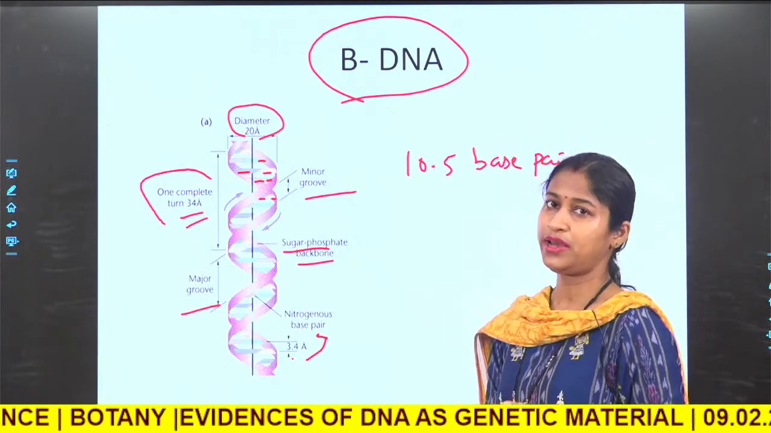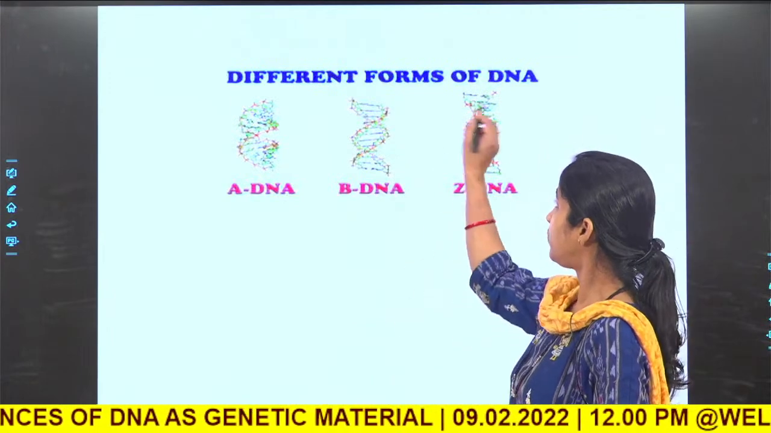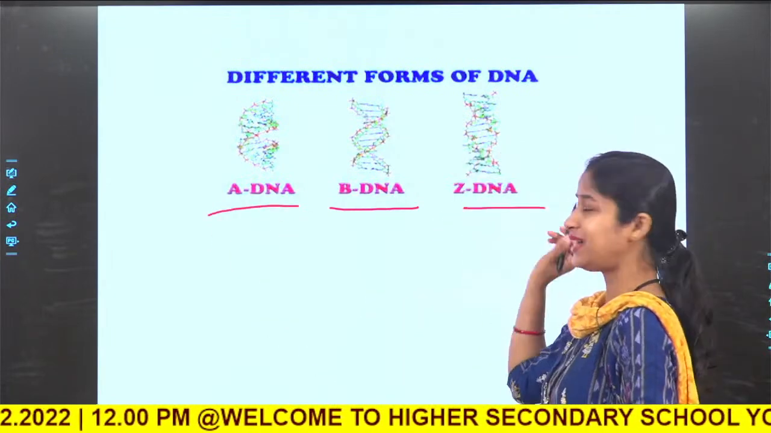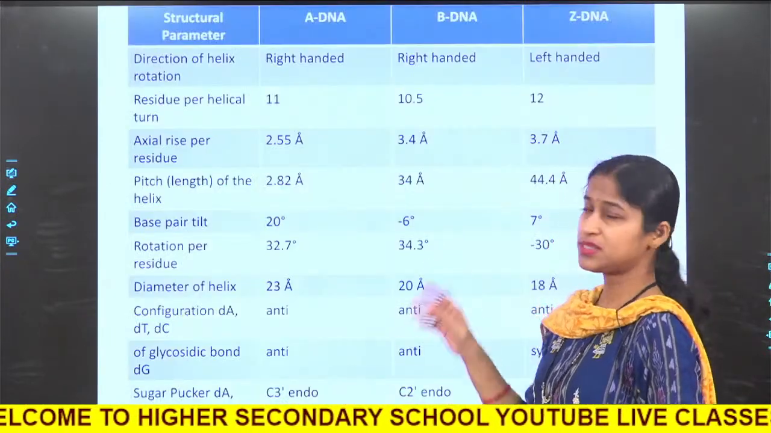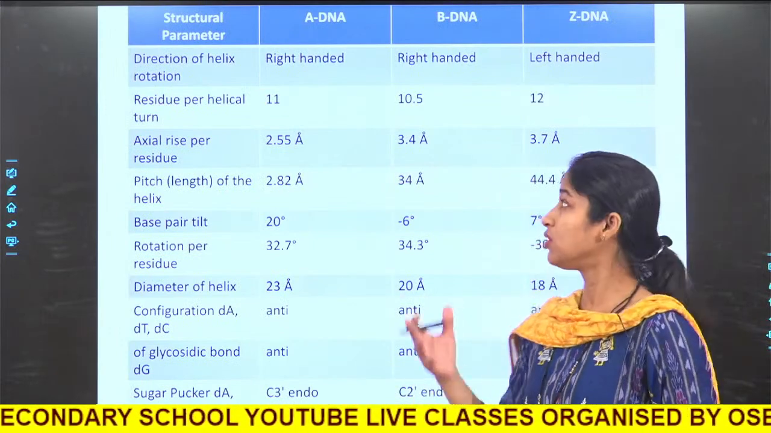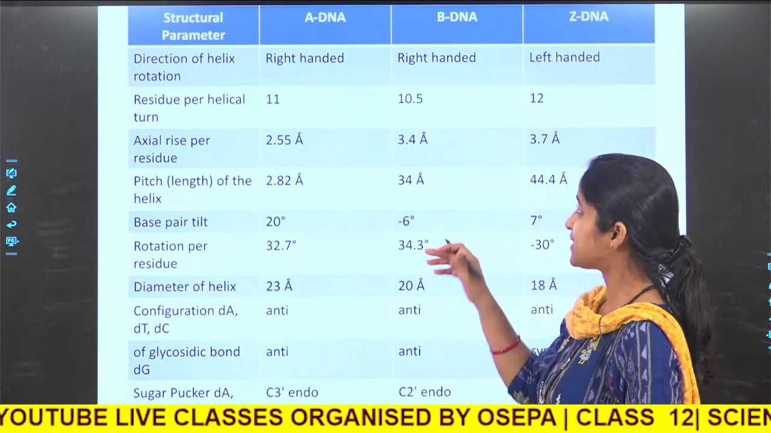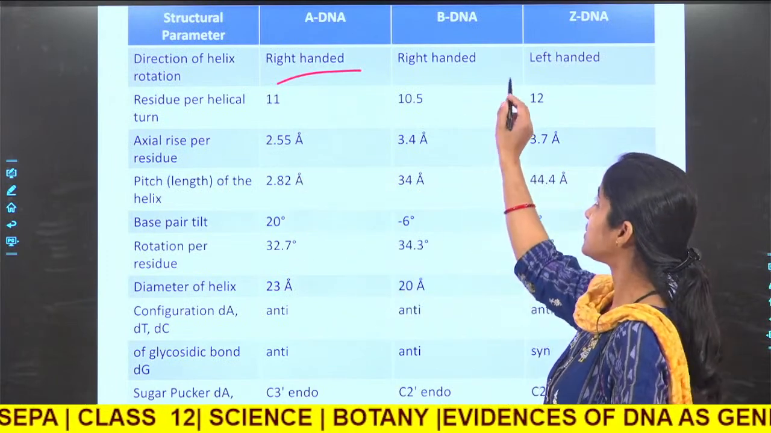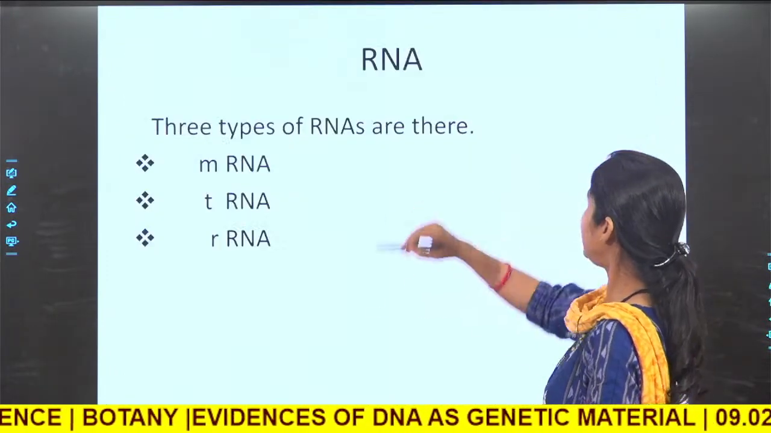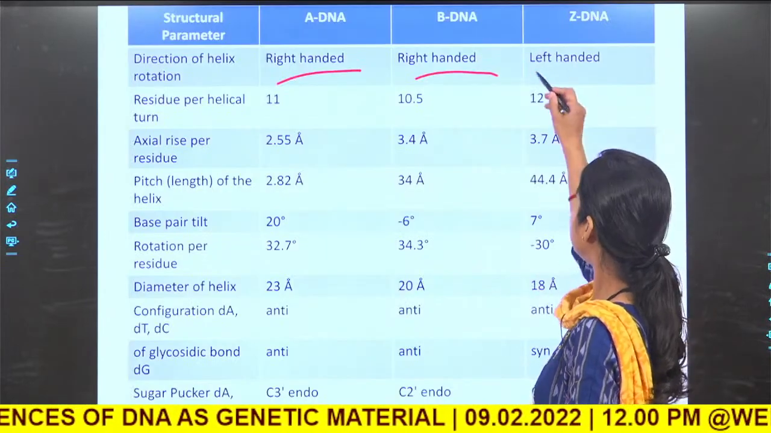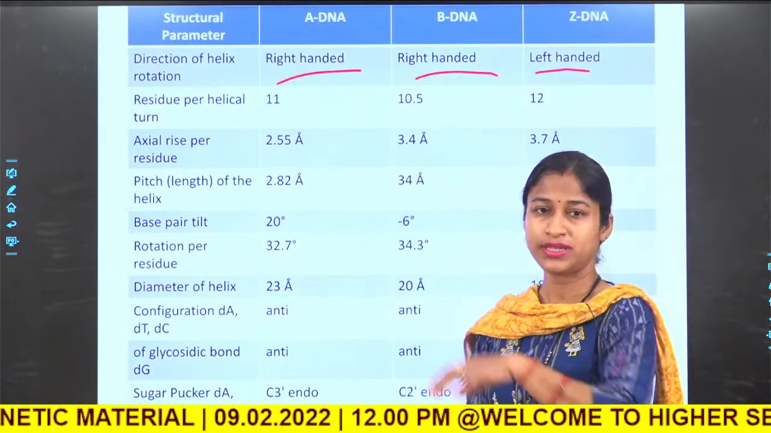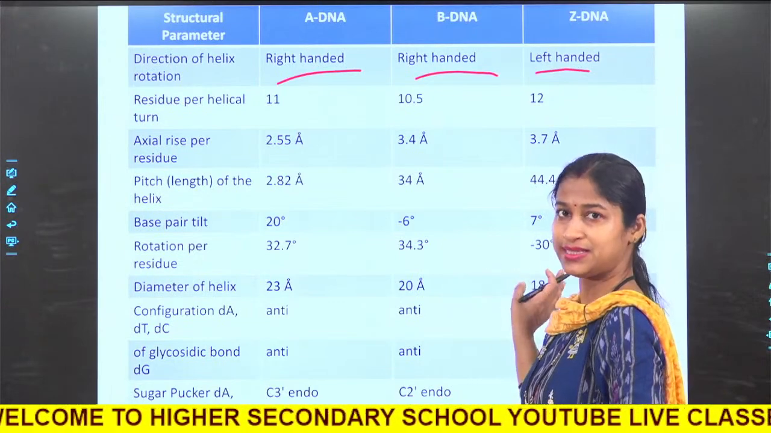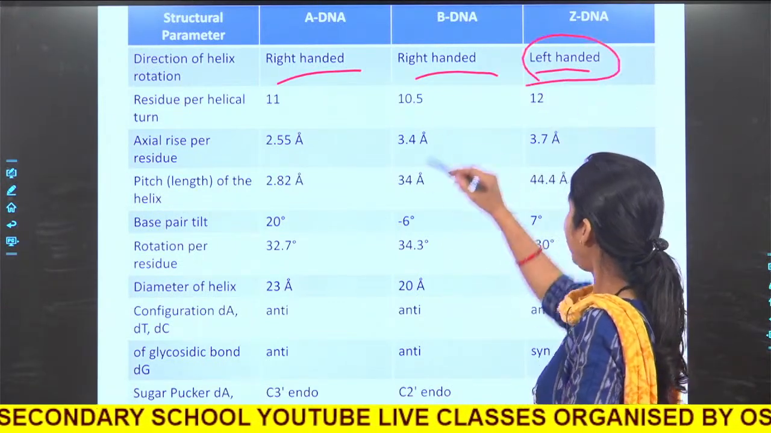Besides the B form of DNA, we have 2 other forms. The major one is B-DNA; apart from that, we have A-DNA and Z-DNA, and they differ in their characteristic features or structural parameters. For example, A-DNA is a right-handed helix, B-DNA is also right-handed, whereas Z-DNA is left-handed. These are the comparative forms of the 3 DNAs: A-DNA, B-DNA and Z-DNA.